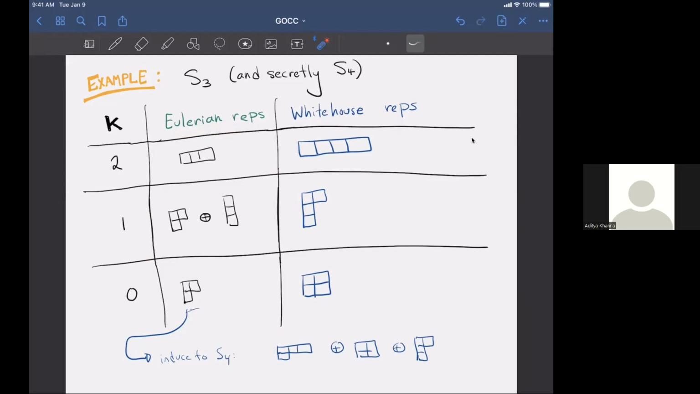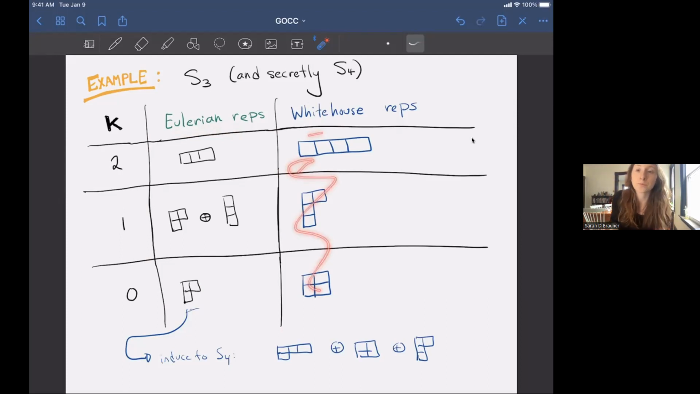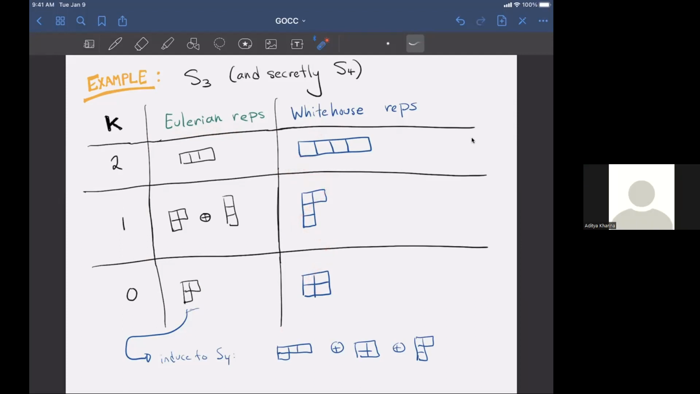Follow up. Do these Whitehouse representations show the direct sum type structure also? Like this Eulerian representation has the direct sum of representations. Do Whitehouse representations have any? Yeah, so this is a small case. In general, we might have sums over here too, for bigger N.